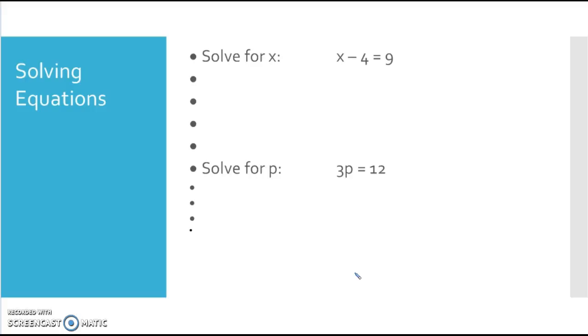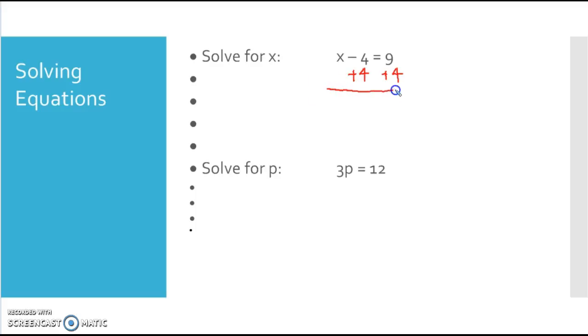All right, solving equations. The goal is to get the variable by itself. Okay, so for this first one, x minus 4 equals 9. The only thing over here with my x is this -4. To move something over to the other side, you do the opposite operation. So this is a -4, so I'm going to add 4. Whatever you do to one side, you must do to the other.